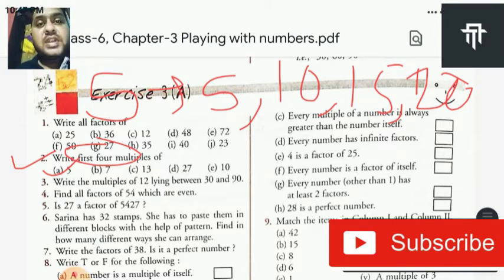Similarly, we can find the multiples of 7 also. 7 into 1 is 7, 7 into 2 is 14, 7 into 3 is 21, 7 into 4 is 28. So these are the 4 multiples of 7. In this way we can find the multiples of 13, 27 and 10 also.